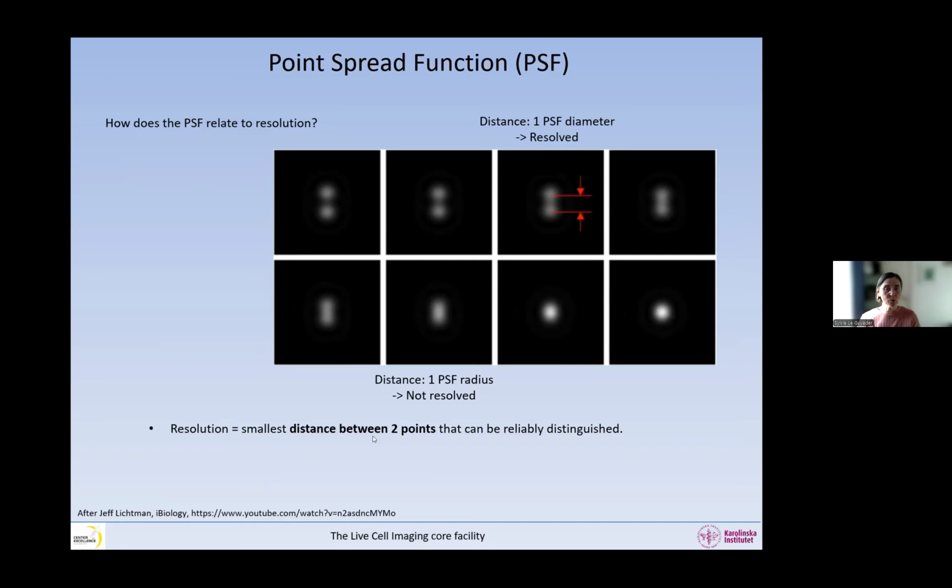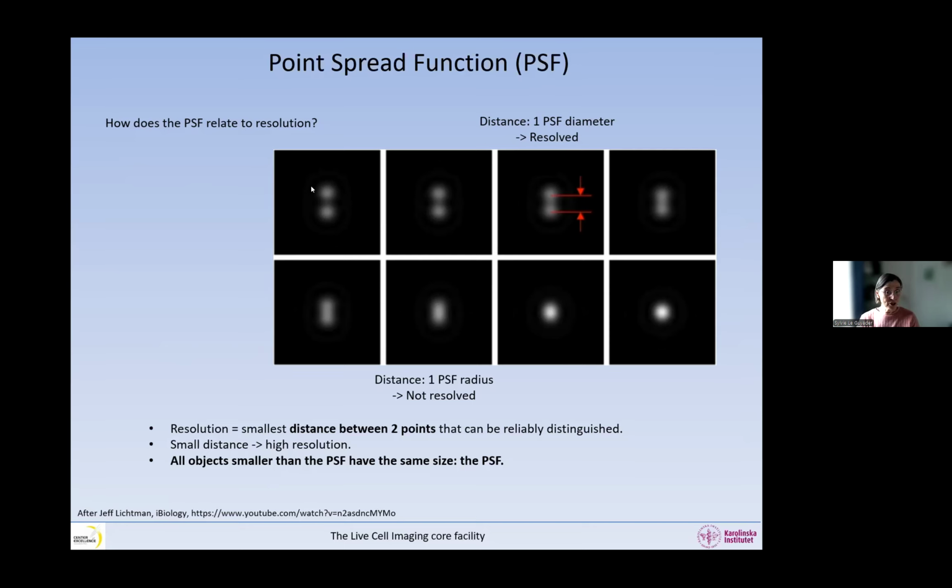So the resolution is the smallest distance between two points in the sample that can be reliably distinguished. Clearly, it depends on how you analyze. And therefore, as I said, a small distance is actually a high resolution. And one thing that is important to remember: if any object is smaller than the point spread function, it will be represented by the point spread function. So it doesn't matter what size it is, even if this object is super tiny, what we are imaging is the point spread function.